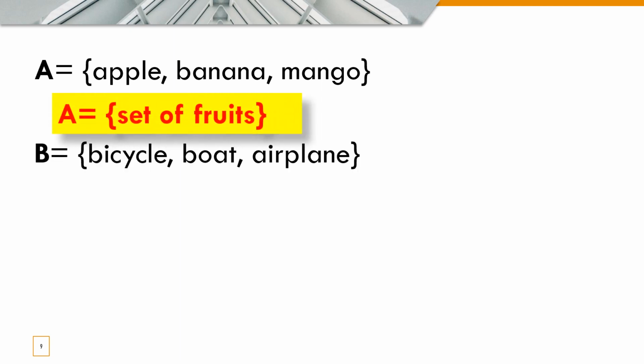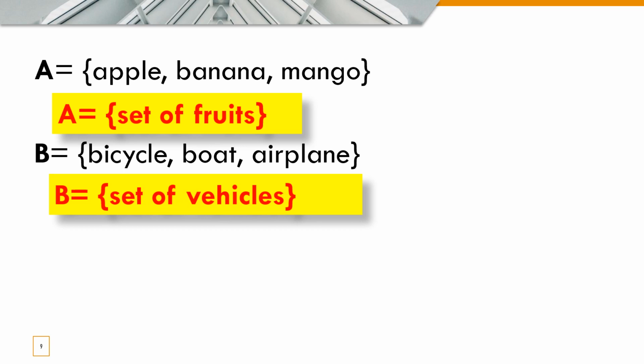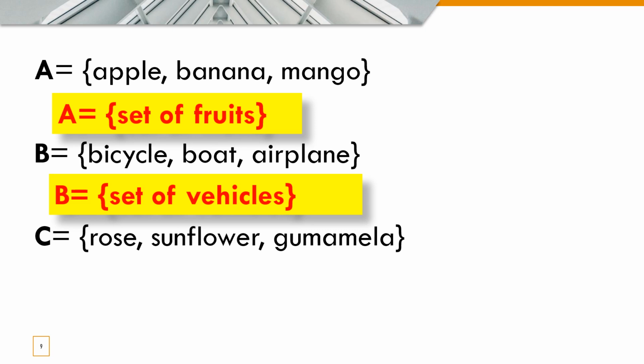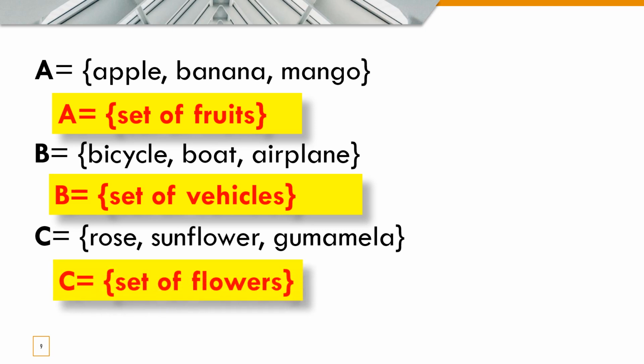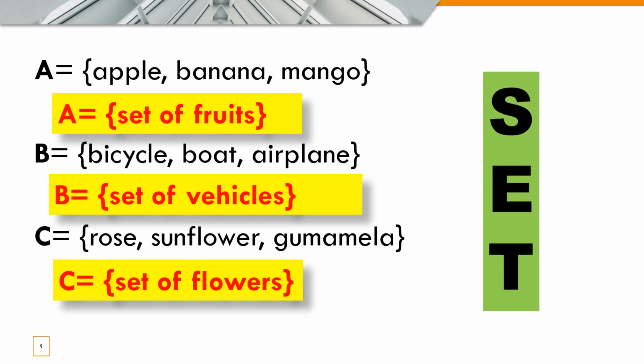For group B, they are? Yes, they are vehicles or means of transportation. And for group C, correct, they are flowers. So these three groups of objects are what we mathematically call sets.